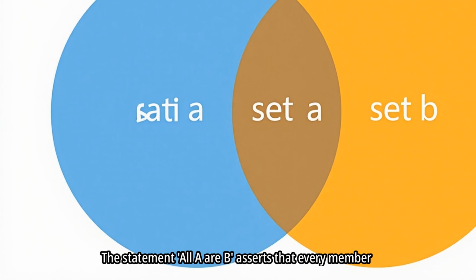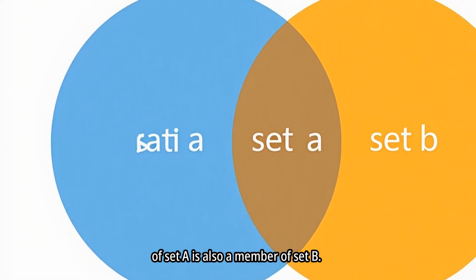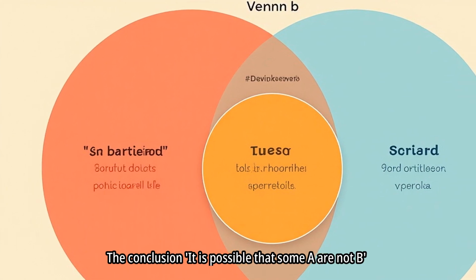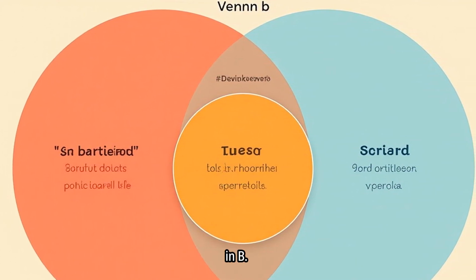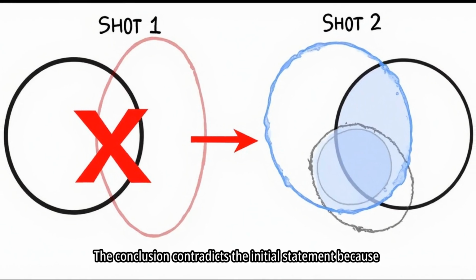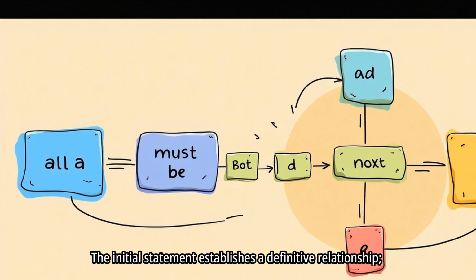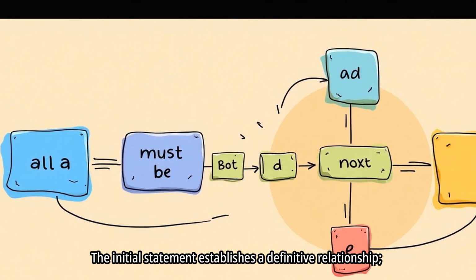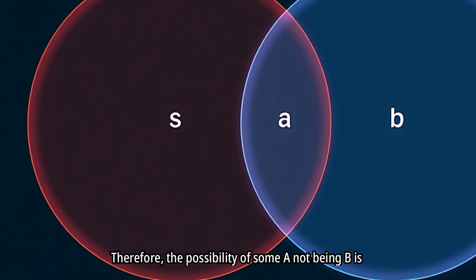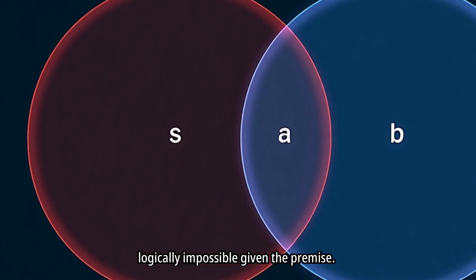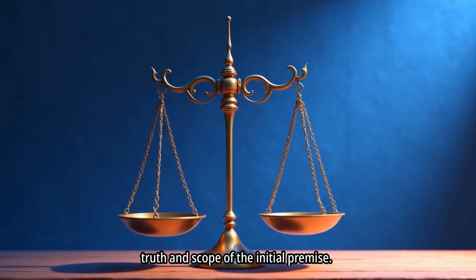The statement all A are B asserts that every member of set A is also a member of set B. The conclusion, it is possible that some A are not B, suggests the existence of an element in A that is not in B. The conclusion contradicts the initial statement because if all A are B, no A can exist outside of B. The initial statement establishes a definitive relationship. All members of A must be members of B. Therefore, the possibility of some A not being B is logically impossible given the premise. The validity of the conclusion depends entirely on the truth and scope of the initial premise.